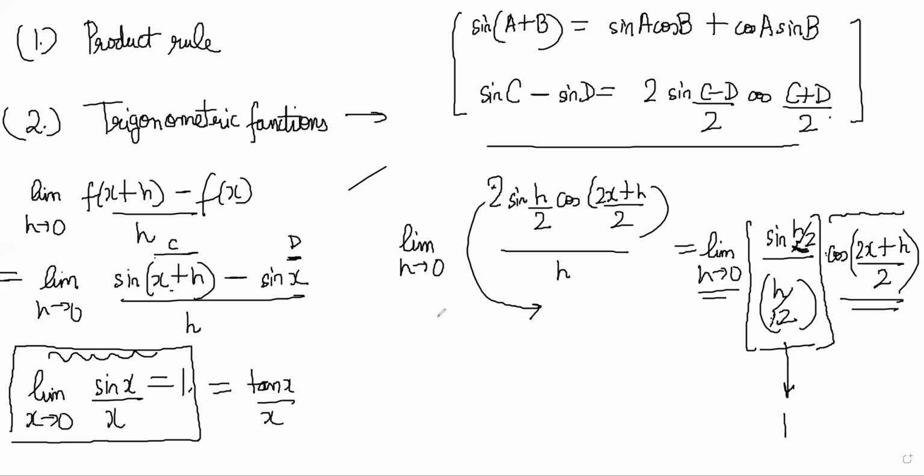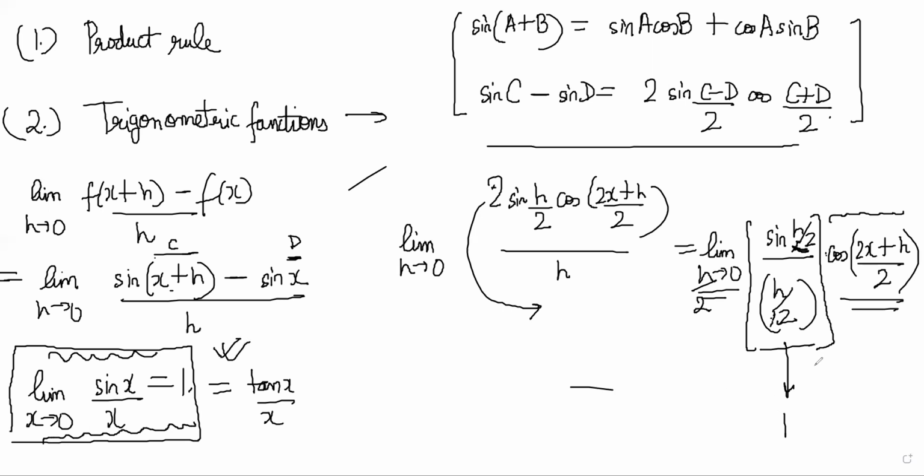So could you repeat that? If this limit is 1, then this limit should also be 1, no? Yes, sir. Because limit h tends to 0 means h by 2 tends to 0 also, right? Yes, sir. So it is exactly the same thing, no? Yes, sir. So assume that this is true for now.